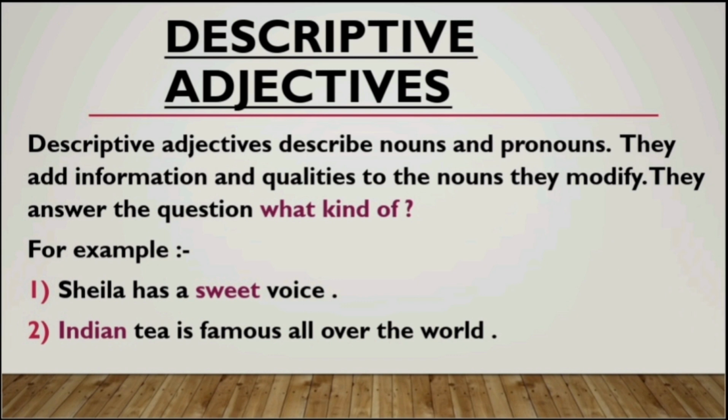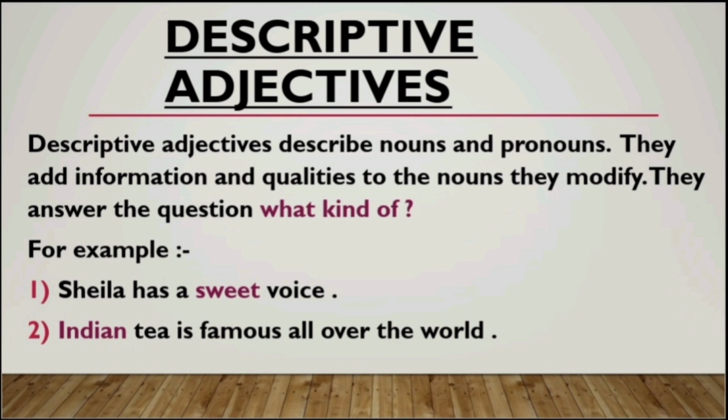They give an idea about the characteristics of the noun by answering the question what kind of, right? And if you apply what kind of to a sentence, you'll automatically get an answer. So let us know more about it through examples. The first one is Sheila has a sweet voice. So it is describing voice. So sweet is an adjective of quality. So let's apply the question here. What kind of voice? Sweet.